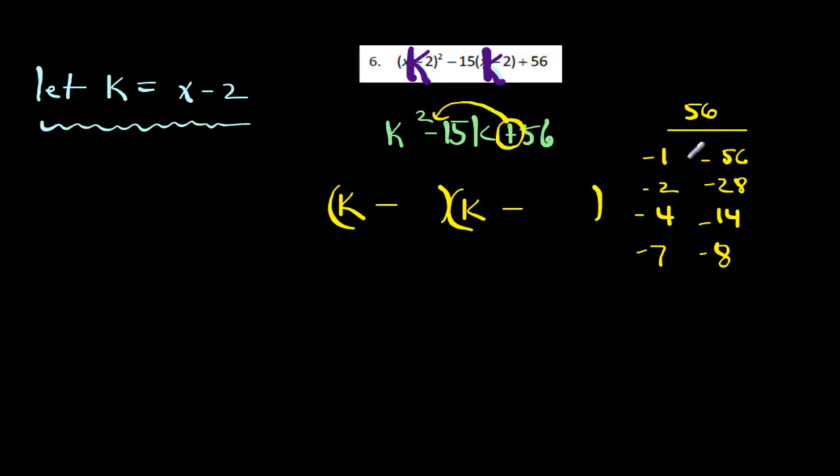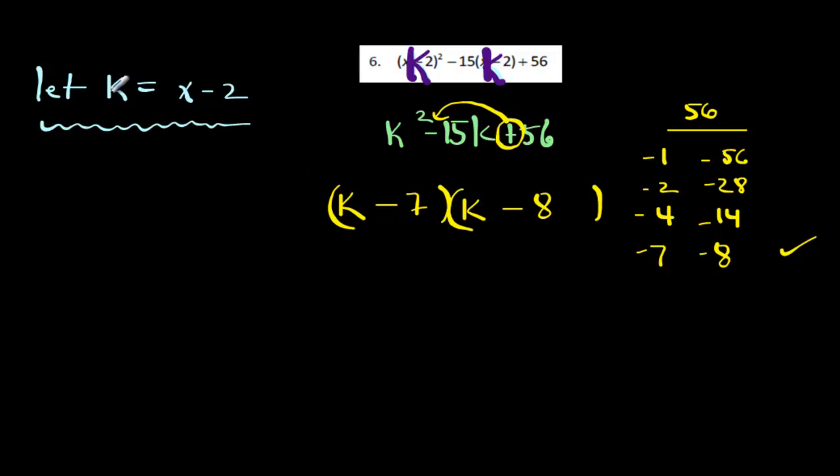The question is, which one of these adds up to negative 15? It would be these two. So, whoops, I shouldn't have put those k's there. Let me just erase those. A negative 7 and a negative 8. So that's the combination. Okay, so this is all fine and good, but we're not quite done because this says k minus 7. We're not finding out what x is.